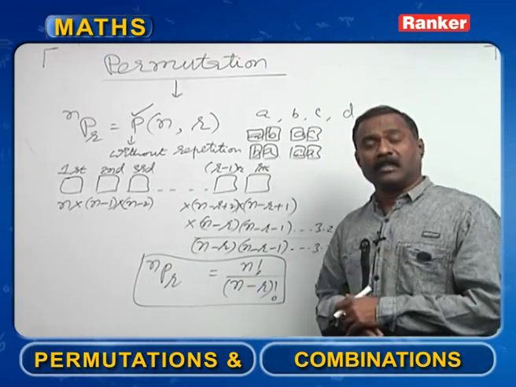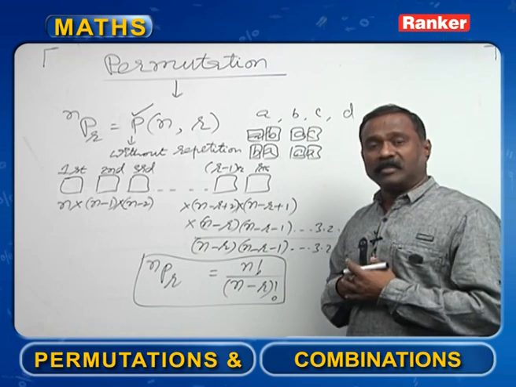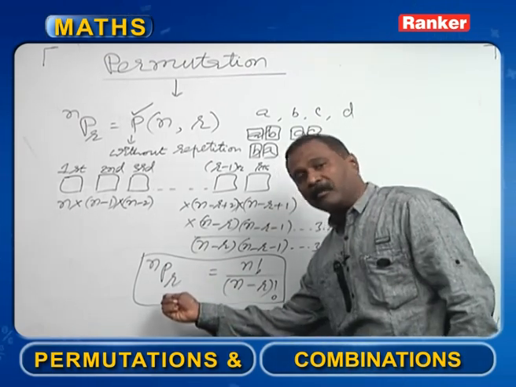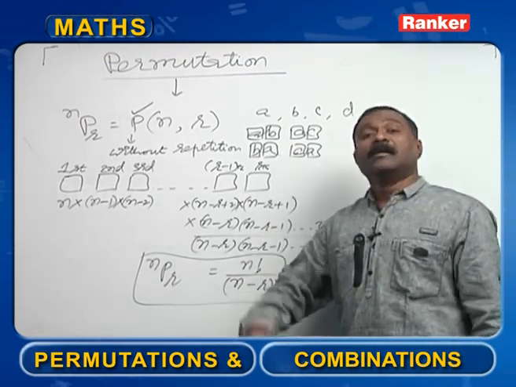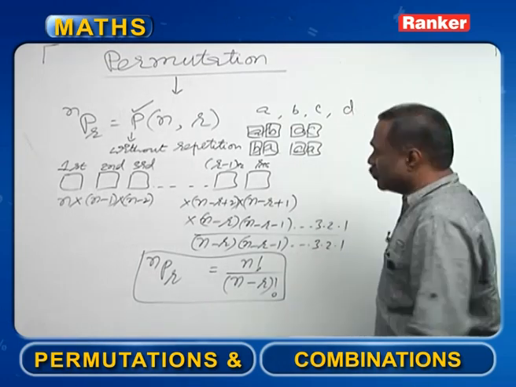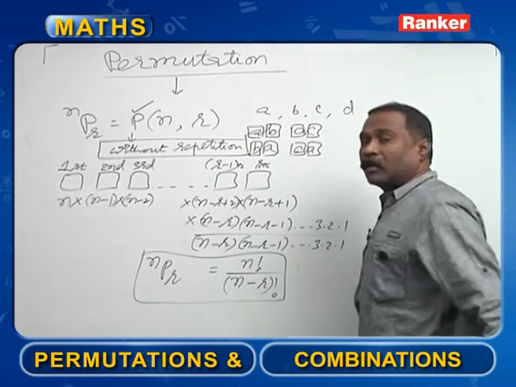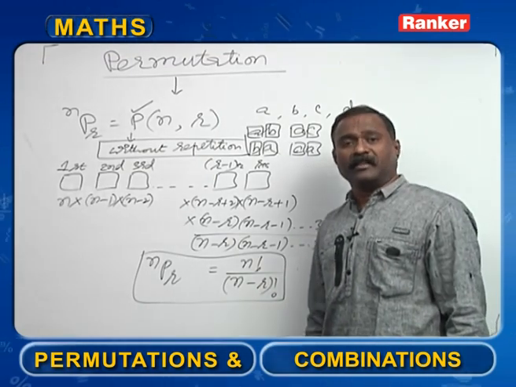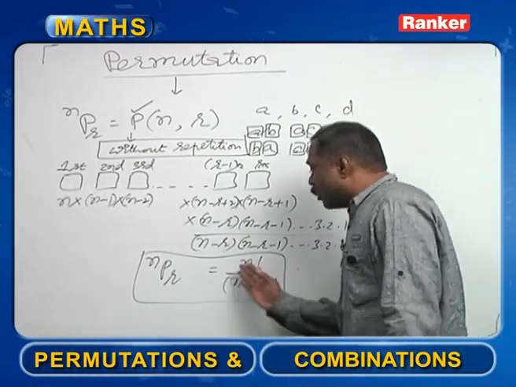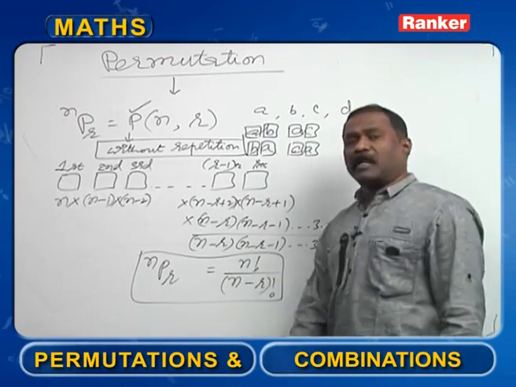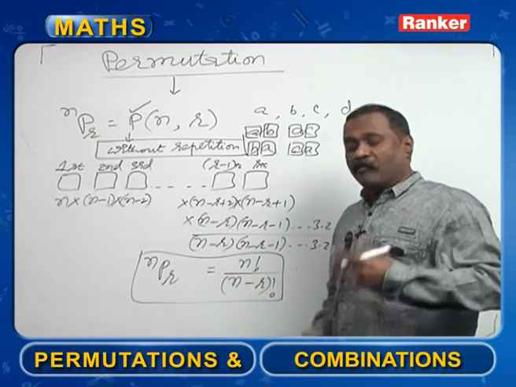For our convenience, using the principle of counting, we have derived the formula for NPR as N factorial upon N minus R factorial. Understand, this is without repetition, please. So without repetition, it is N factorial by N minus R factorial. Then what should it be with repetition?